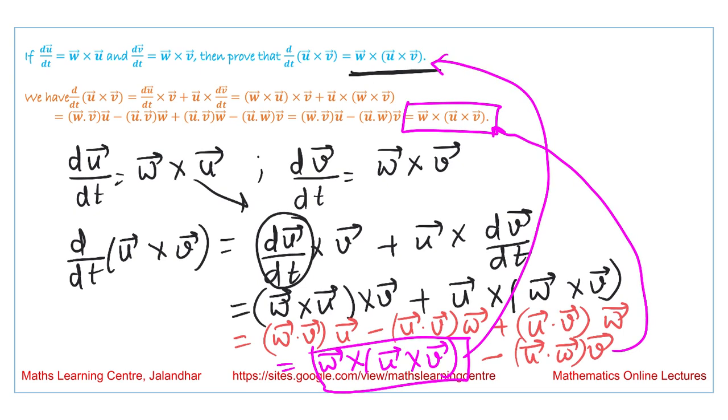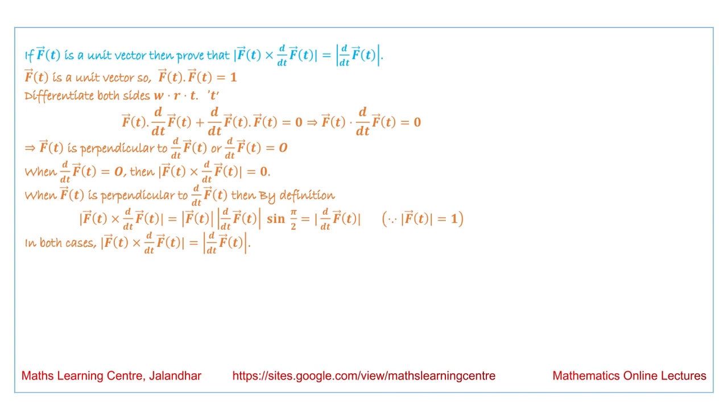This is what we have to prove in this case. Next is, if f vector t is a unit vector, prove that these two values are equal. So it is being given that f vector is a unit vector. So what we have is that f vector t dot f vector t is equal to 1.